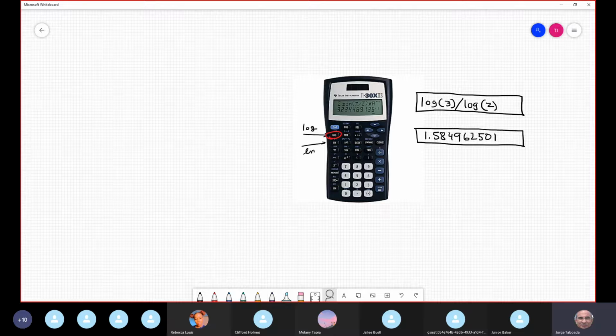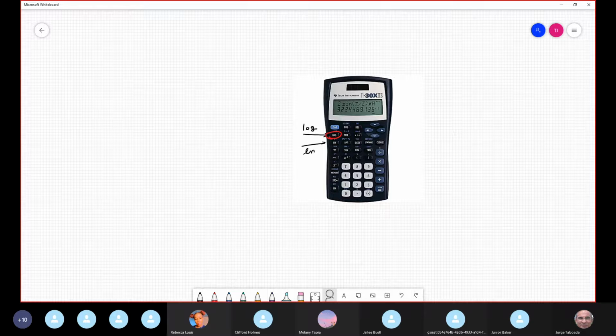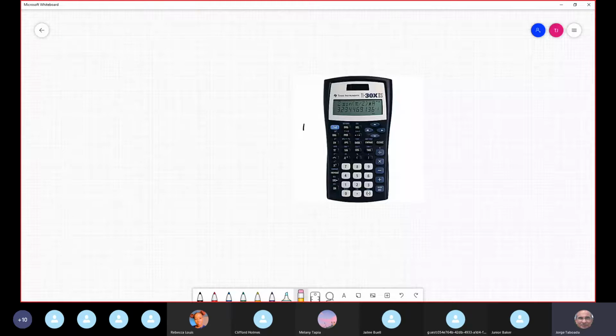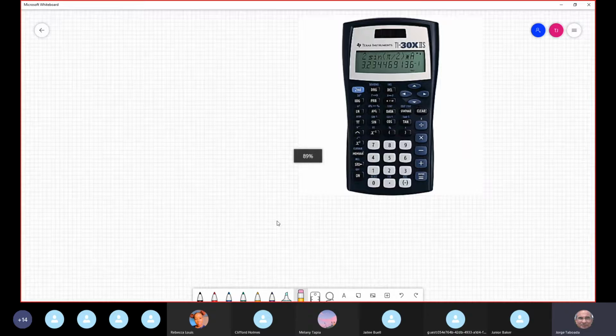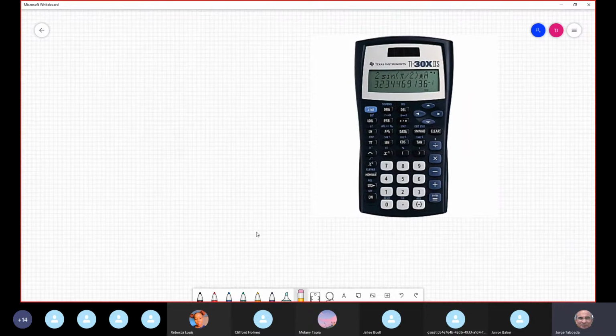Let me erase that part also. Why not? Okay. Let me erase that part. I forgot to say that you can get the same answer if you use no LOG, using LM. Let's do that problem using LM.